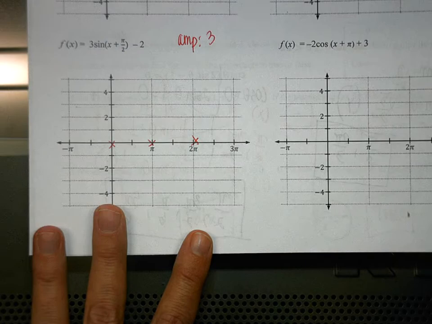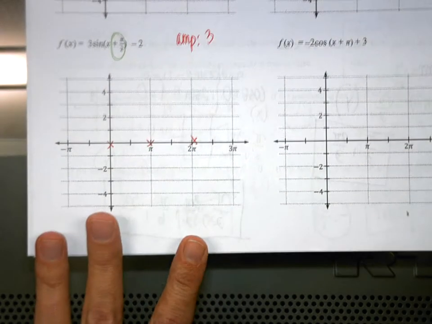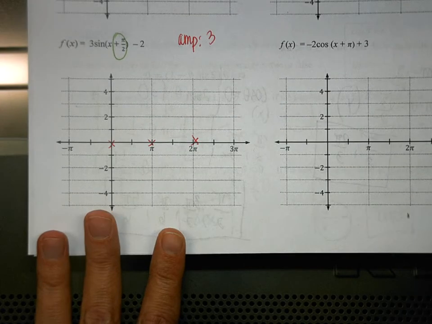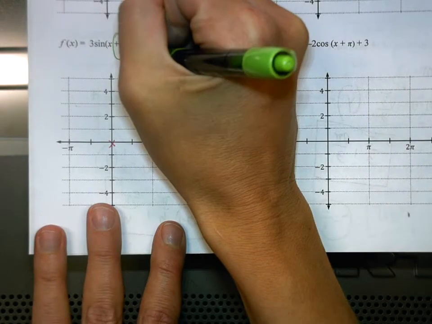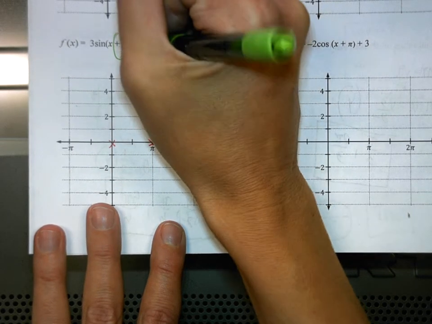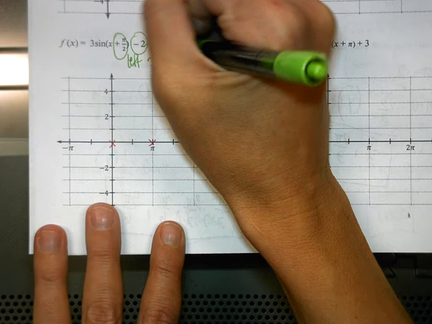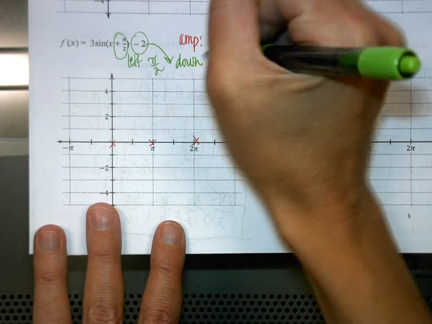Now, whatever is in parentheses, what do you end up doing? Opposite. You set them equal to 0, it ends up becoming the opposite. So that's going to be left pi over 2. And then this is going to be down 2.